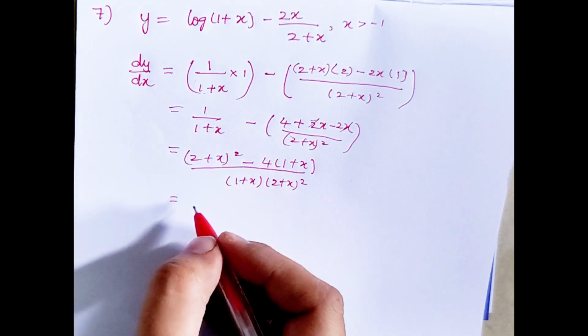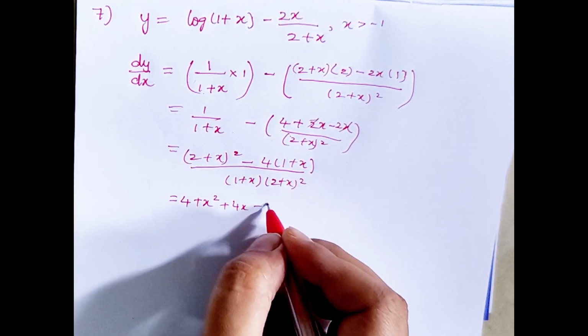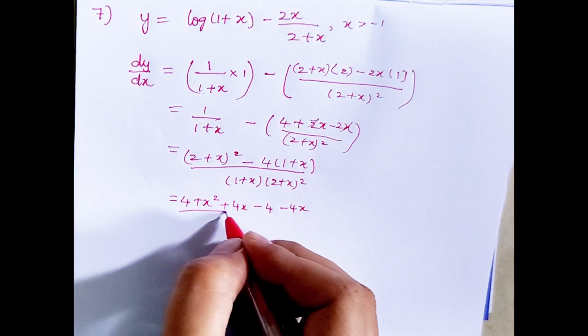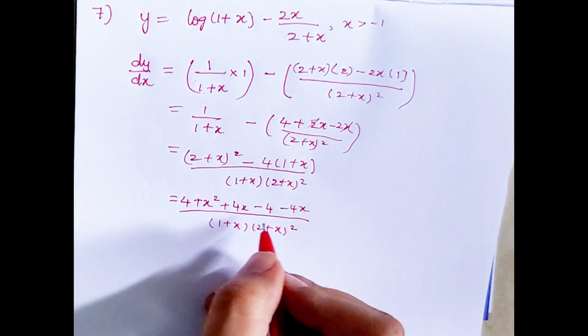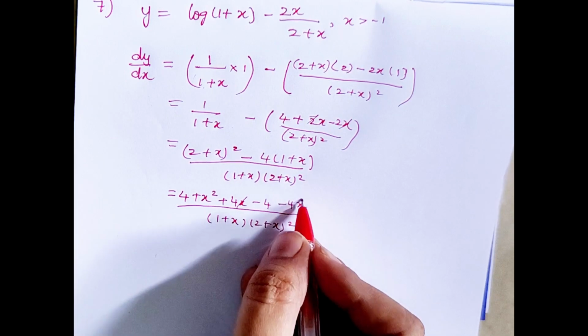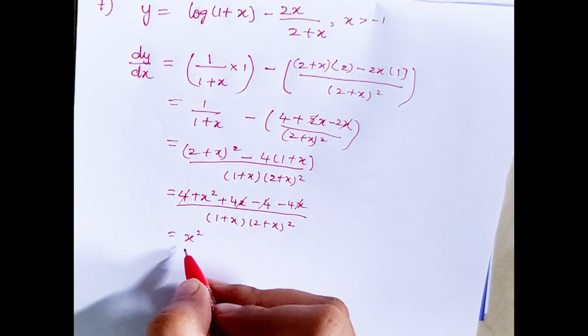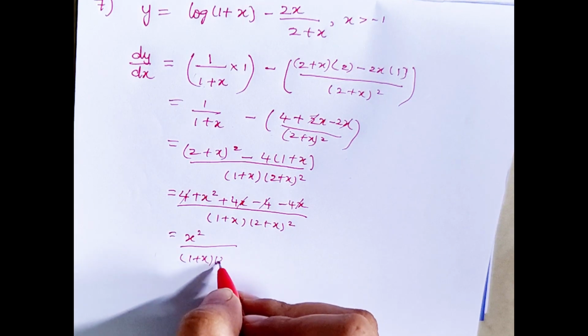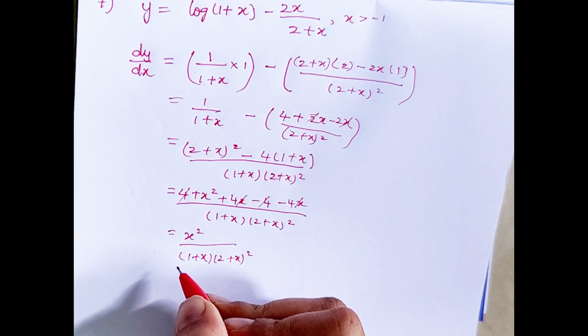So here it will be (a plus b) the whole square. So we have 4 plus x square plus 4x minus 4 minus 4x by (1 plus x) into (2 plus x) the whole square. If you check, plus 4x minus 4x gets cancelled, plus 4 minus 4 gets cancelled. So we have x square by (1 plus x) into (2 plus x) the whole square. This is the simplified form of the first derivative dy by dx.